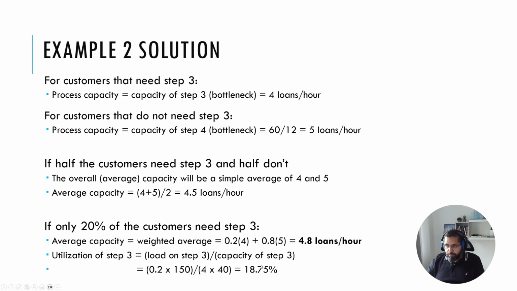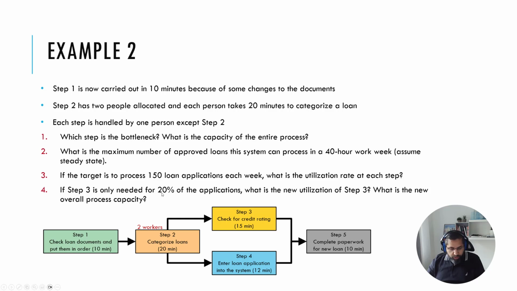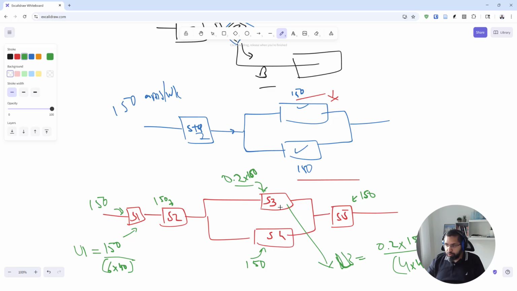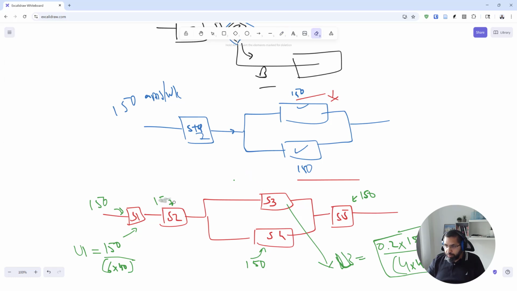Okay, now let's talk about the capacity when that happens in question 4. We talked about utilization first, on how the load is different on step 3, and the utilization is this number right here. What about the capacity of the system? Let me erase the utilization stuff and talk about capacity, because now it's a little bit complicated: 20% of the applications need to do step 3, but 80% don't need to do step 3.